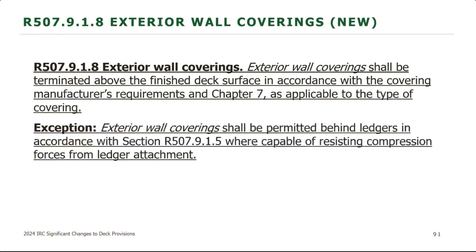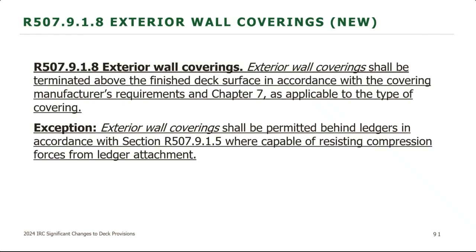And then exterior wall covering shall be terminated above the finished deck surface in accordance with the manufacturer's requirements. With an exception on there that exterior wall covering shall be permitted behind the ledgers when it's capable of resisting compression from that ledger attachment. So you don't necessarily have to remove your exterior wall covering as long as it's solid. It's not going to get damaged by compressing that ledger against it. But again, you can't connect that ledger to the exterior wall covering. It has to go through and get connected into that rim board of the house itself.